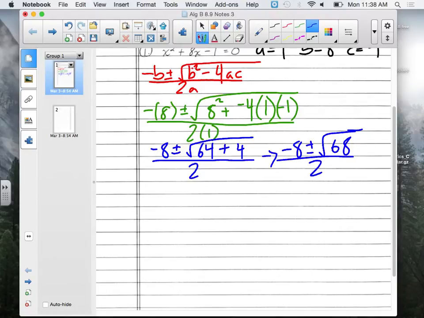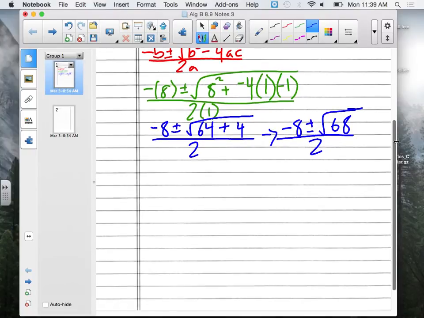Is 68 a perfect square? No. So if you punch that in your calculator right now, what would you get? A really long decimal that no one has the time to say, right? So when you take the square root of numbers that are not perfect squares, you're going to get an irrational number that's like pi, right? It just keeps going on and on forever. So what we do with numbers like that, we just round them to the nearest hundredth value.